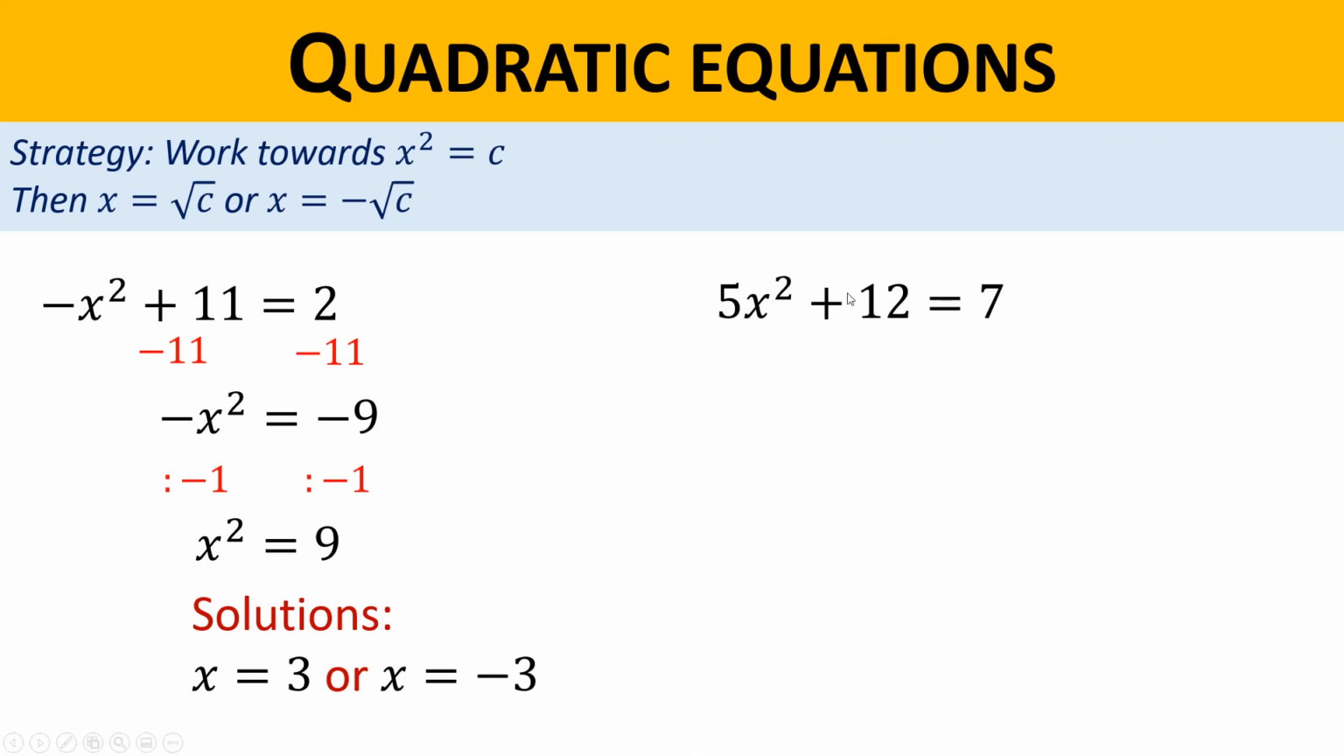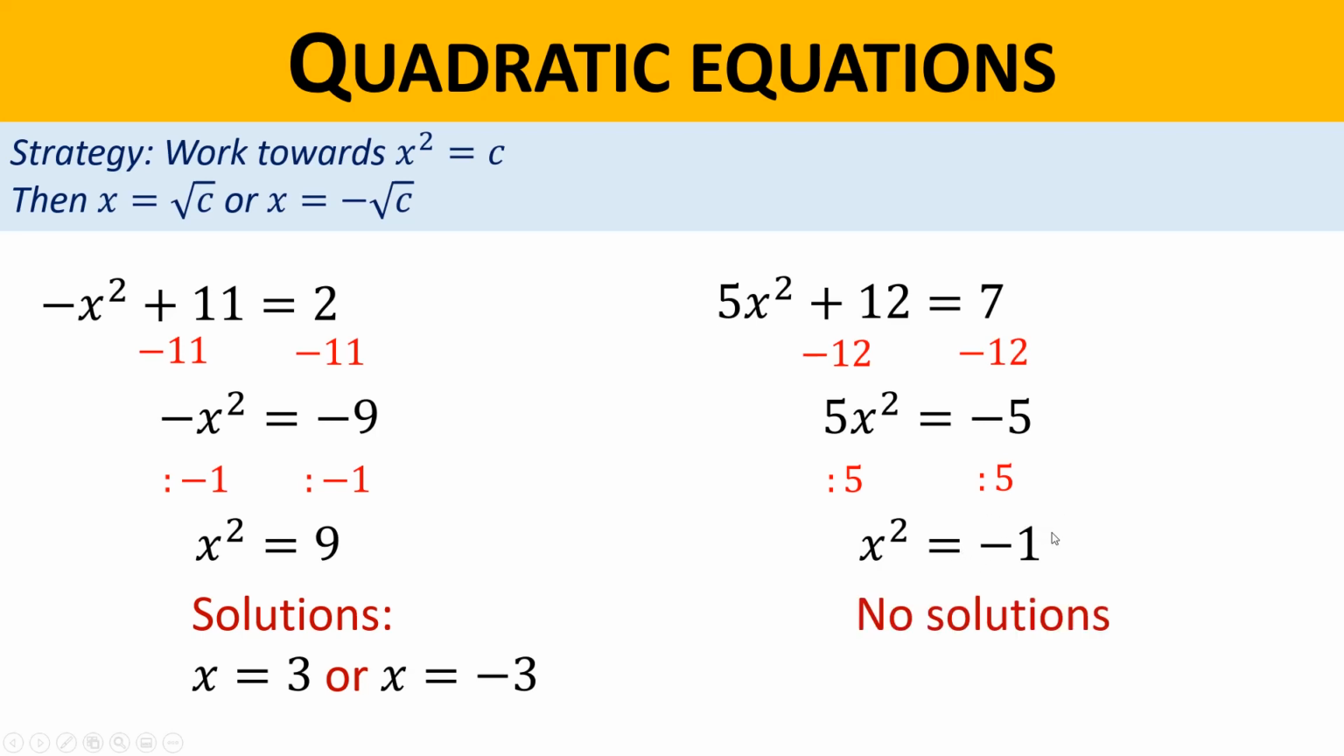Another example, 5x squared plus 12 is 7. We want to get rid of the 12 first. So we subtract 12. Then we get 7 minus 12 is -5. So our new equation becomes 5x squared is -5. We want to get rid of the 5. So divide by 5. Then we get x squared is -1. So it says x squared is a negative number. Now our solutions will be the root of that number or minus the root of the number, but we cannot take the square root of a negative number. So this is where we stop and where we just say, nope, no solutions. There is no number that we can fit here. That's it.